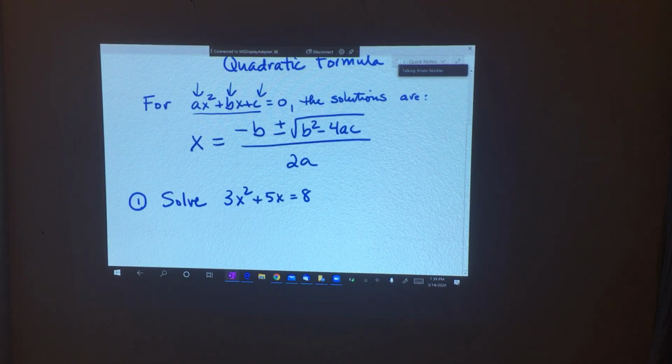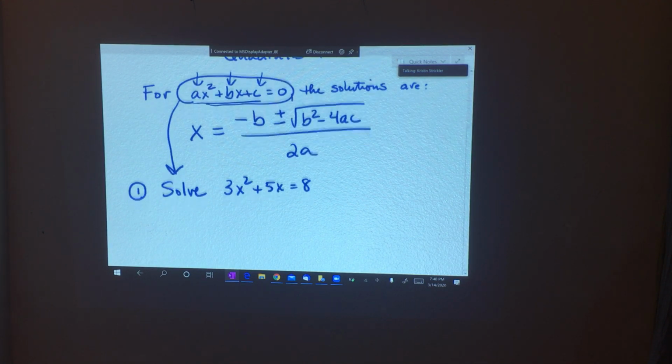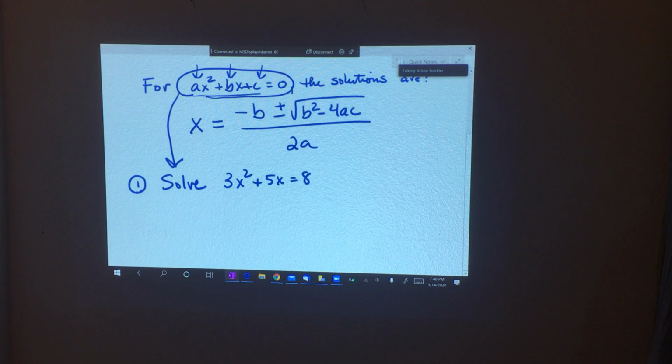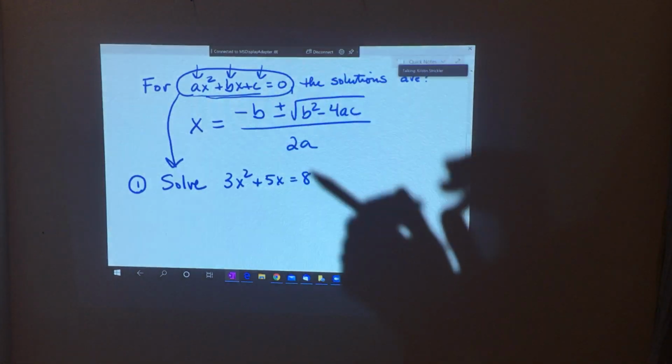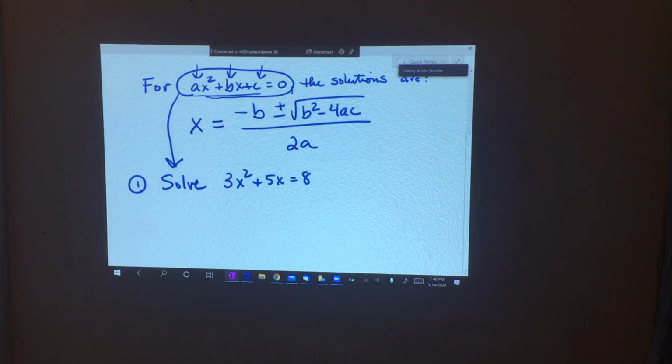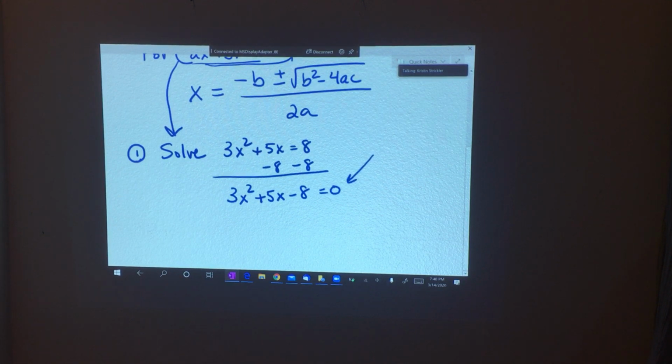Okay, the first thing you'll notice is that the difference between the formula up here and our problem down here is that it's not equal to 0. So you have to have it equal to 0. We have to have our ax squared term, our bx term, and our c term all together on one side. So I'm going to subtract 8. And now I can get down to business once I have 0 on this side.